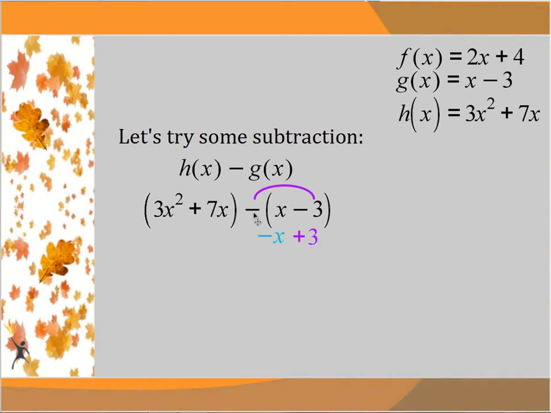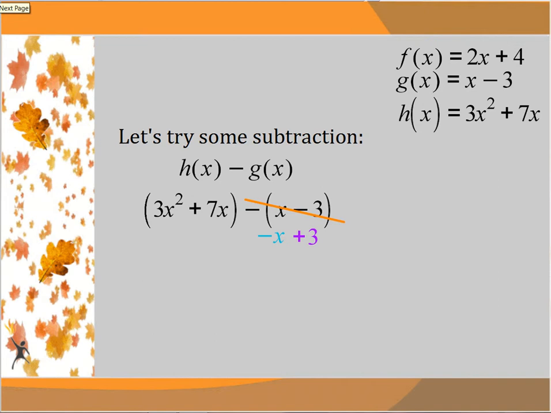And I'm going to distribute the negative to the negative 3. A double negative gives me a positive 3. Then I'm not going to pay attention to my second term up here. I'm going to pay attention to what I wrote after I distributed the negative.